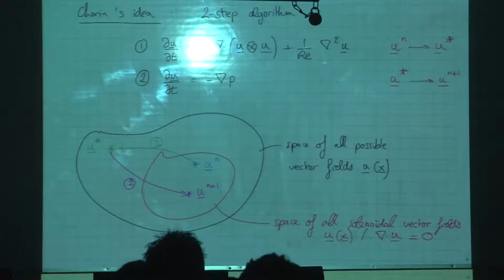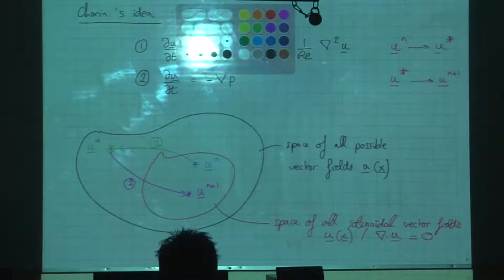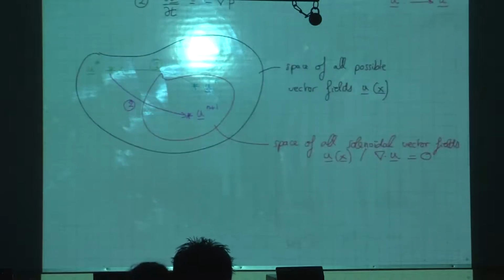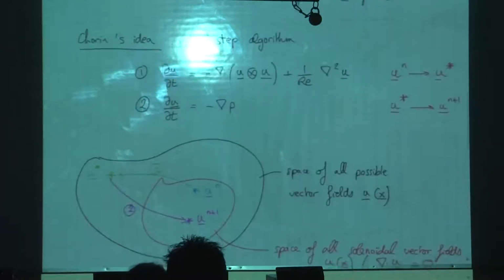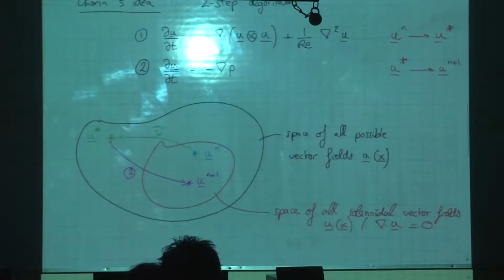Okay? So, UN is solenoidal, UN plus 1 should be, U star is not. So, any questions so far on this? This makes sense? Okay, so let's talk about how we're going to do this concretely.